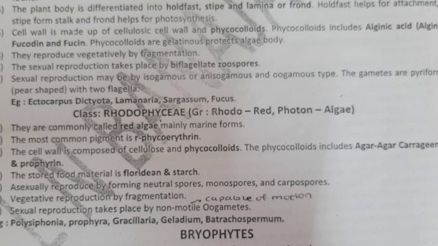Next, the most common pigment which is present in Rhodophyceae is phycoerythrin, that is red phycoerythrin. Then the cell wall is composed of cellulose. Remember one thing, in the algae the cell wall is present. It is one of the characteristic features of all the plants. But in case of Phaeophyceae, along with the cellulose, the algin gelatinous coating is present.